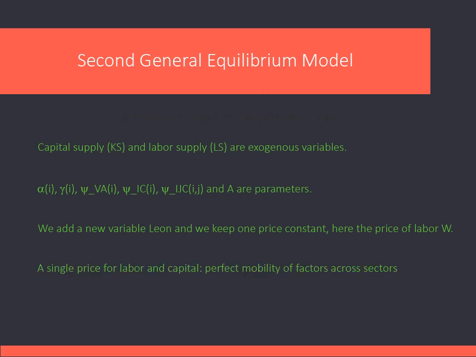Fourth remark, there is a single price for labor and capital, so it means that there is perfect mobility of factors across sectors by assumption. Okay, we can have a different assumption. And final remark, other assumptions are possible. So for example, we could have an imperfect mobility of productive factors across sectors, or even a total immobility of factors in each sector. We can have other functional forms. For example, we can introduce some substitutability in the demand function or the production tree.